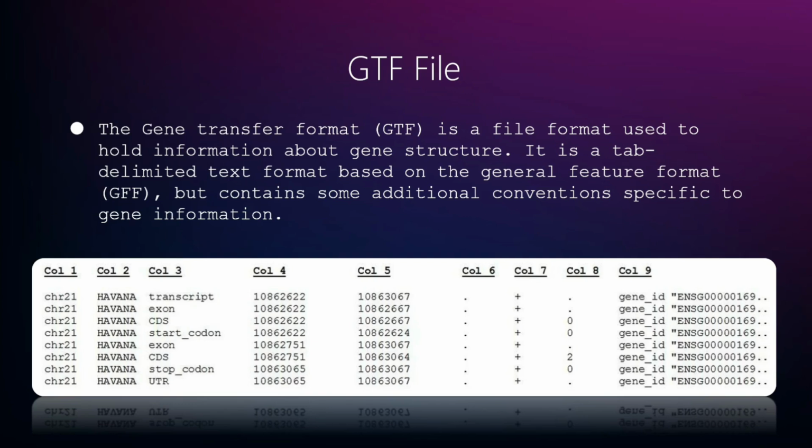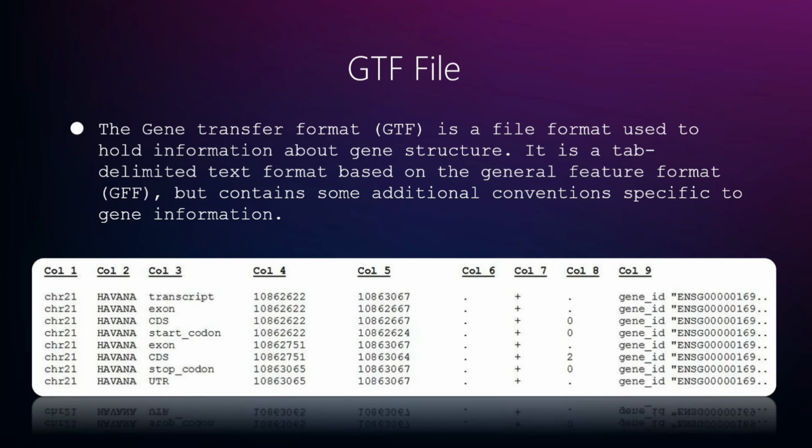So we need a genome annotation file, which is also a GFF, general feature format file, or a GTF file, which is gene transfer format. Gene transfer format is a file format used to hold information about the gene structures, how genes are aligned there, how genes are represented there. It is a tab-delimited text format based on the general feature format file, but contains some additional conventions specific to the gene information as well.